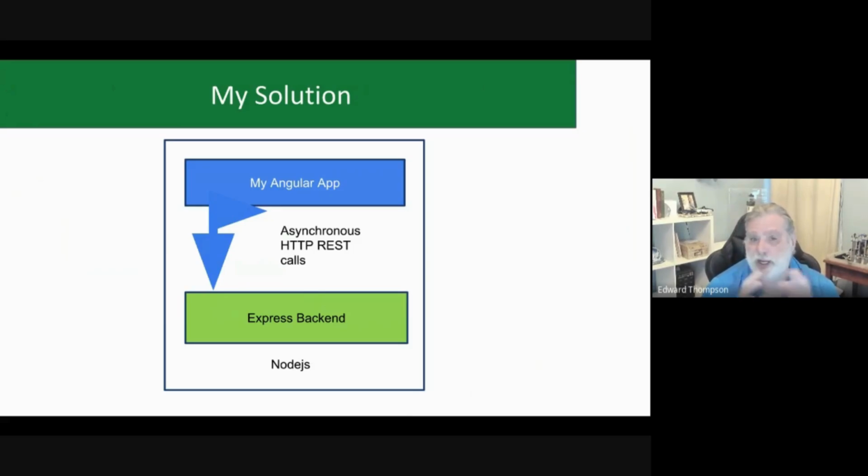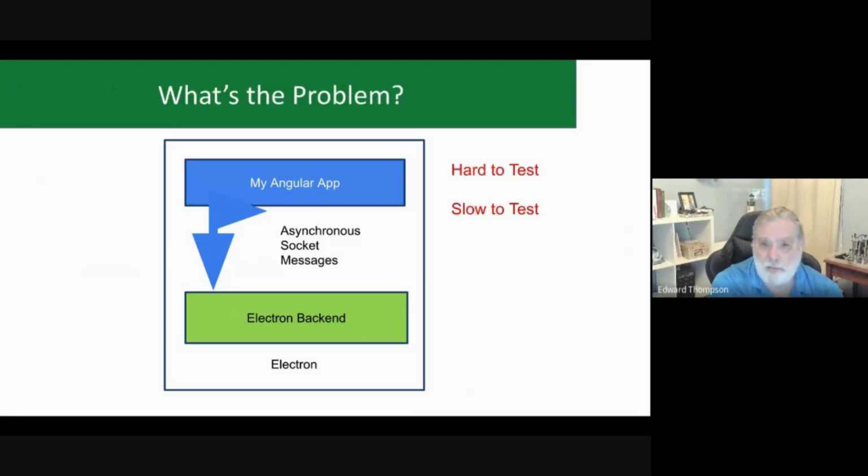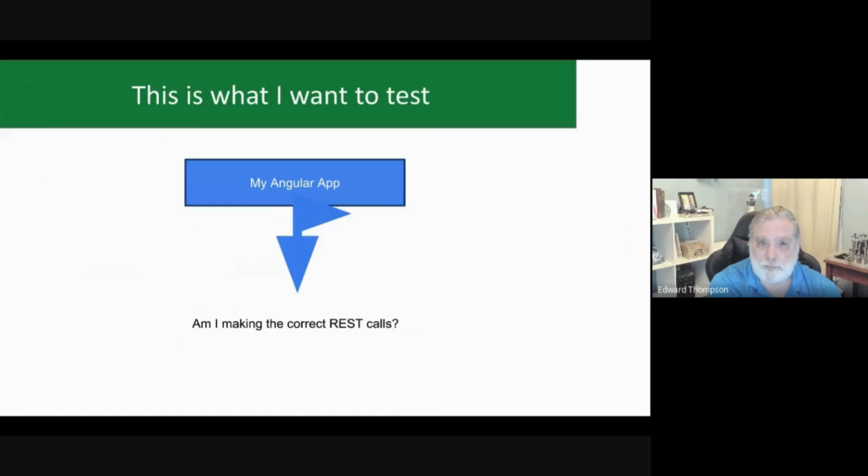And then once the application is ready to go, I'll make sure that the Electron backend has exactly the same interface as the interface evolves, and I can switch back and forth whether I want this to be a web application. So that's my goal. So what is it that I want to test?